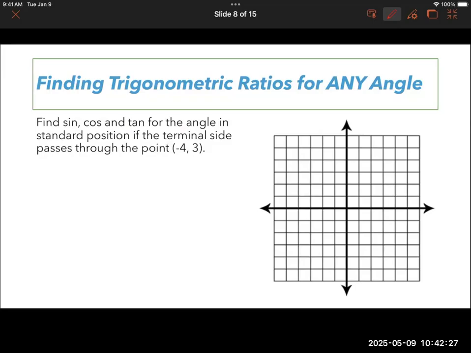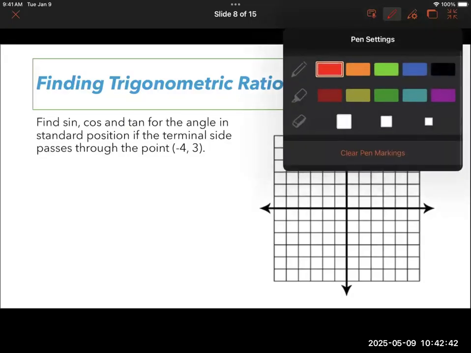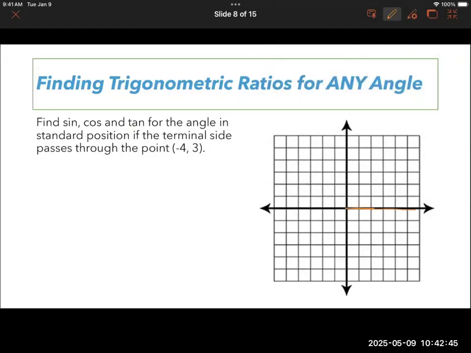And so when you have a problem like this that asks you to find sine, cosine, and tangent for the angle in standard position if the terminal side passes through the point -4, 3. Well, a standard position angle means that we start here at the positive x-axis, and then we're going to rotate counterclockwise if it's a positive angle, or clockwise if it's a negative angle.